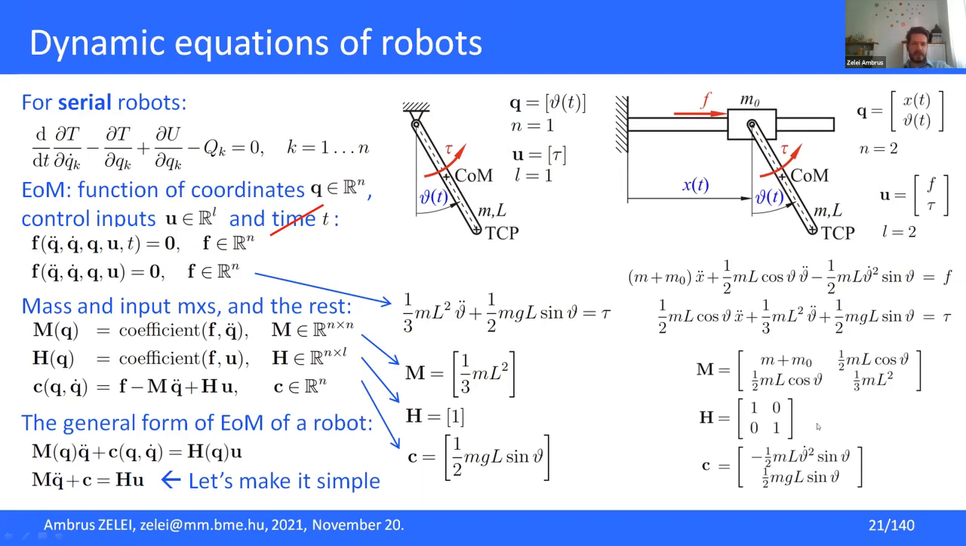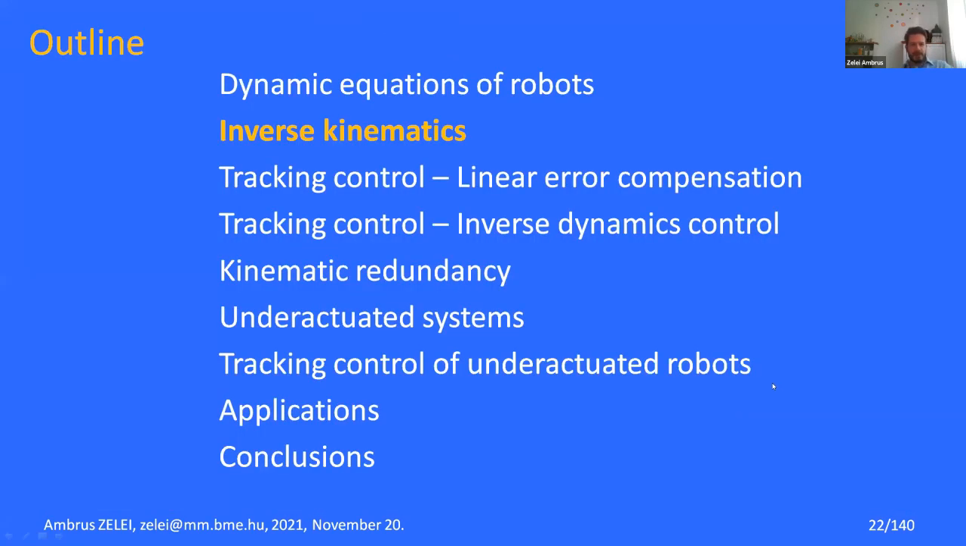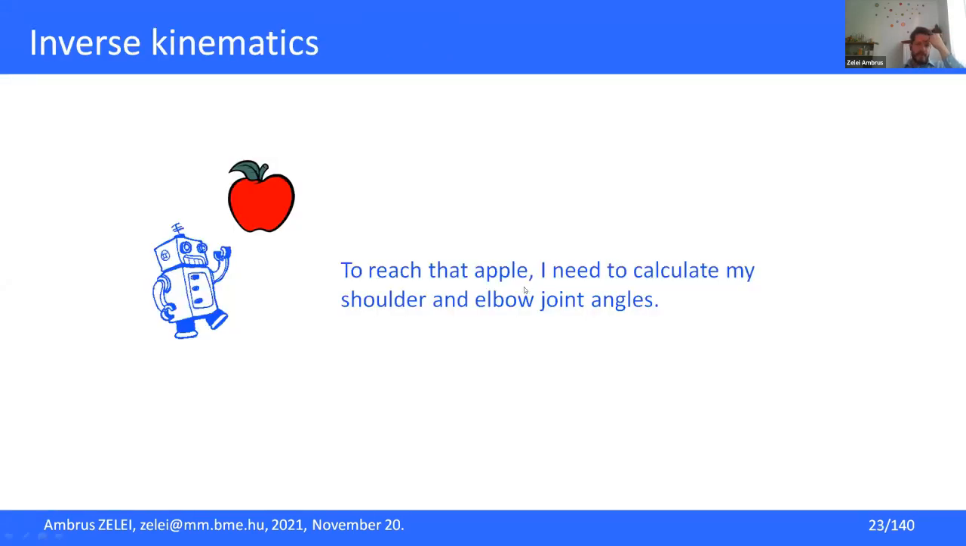So in a nutshell, this is what I would like to say about the dynamic equations of robots. So this is the most important equation here. So this form is always possible to set up. And then before we go into the details of the control of robots, we need to talk about inverse kinematics.